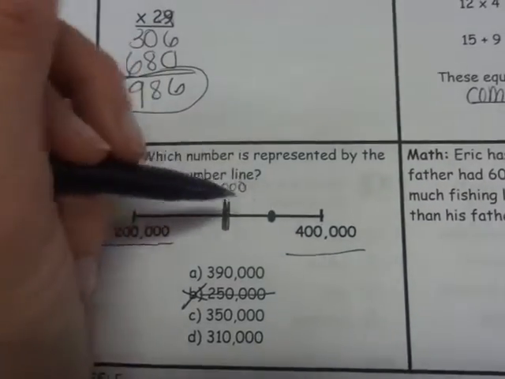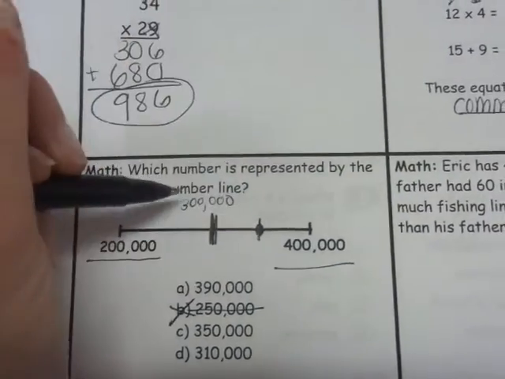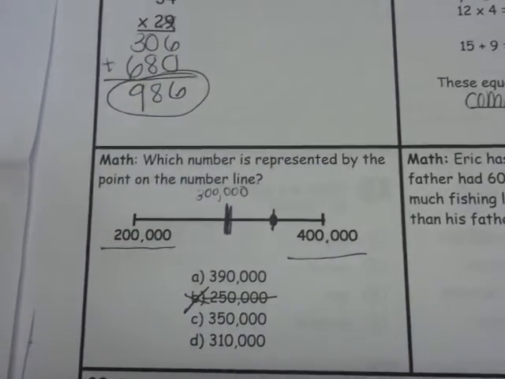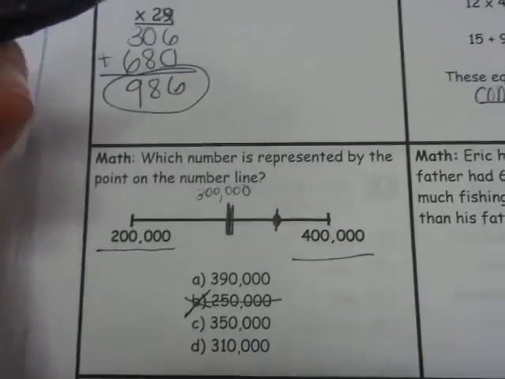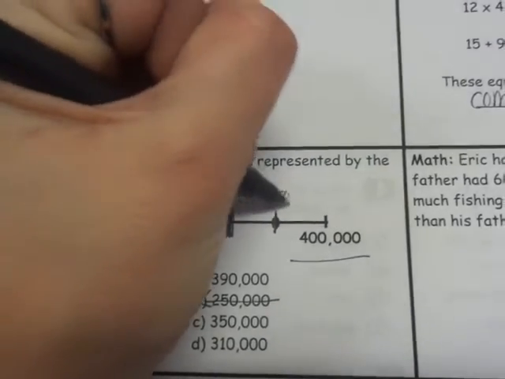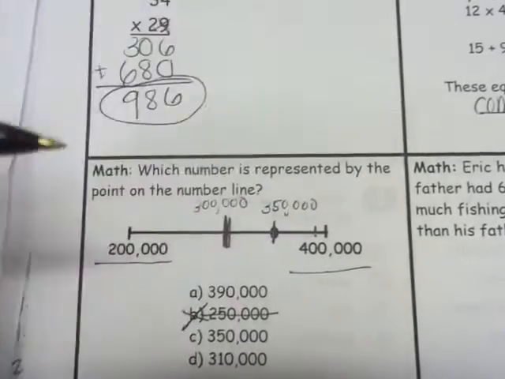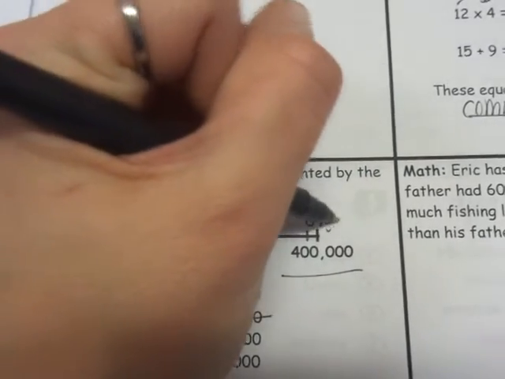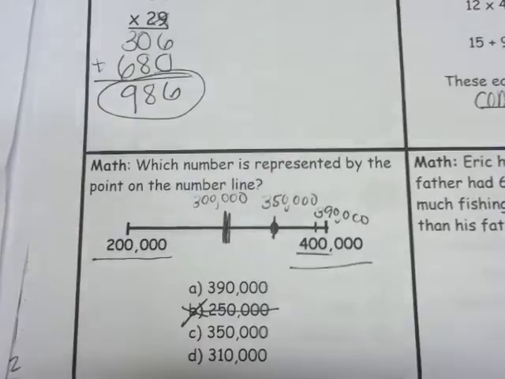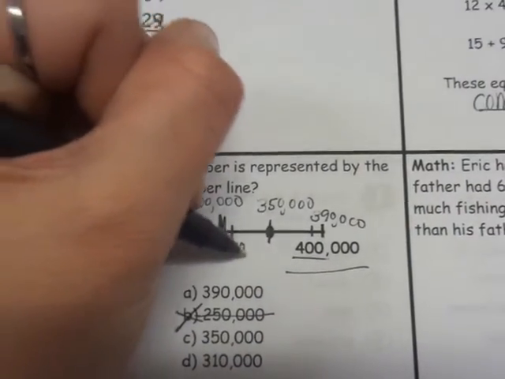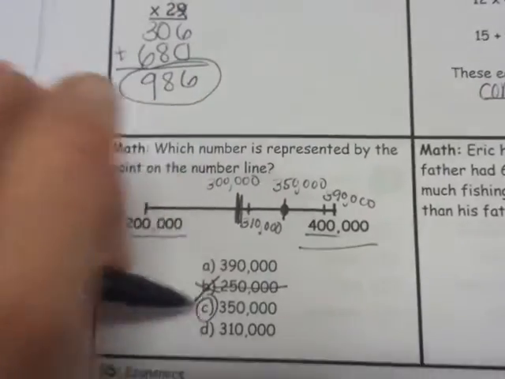Okay, so now we have to figure out, this is halfway between 300,000 and 400,000. So what's halfway between 300 and 400? 350,000. 390,000 would be way over here, right? That'd be 390,000, way close to 400,000. 310,000 would be kind of here. So the best answer is C.